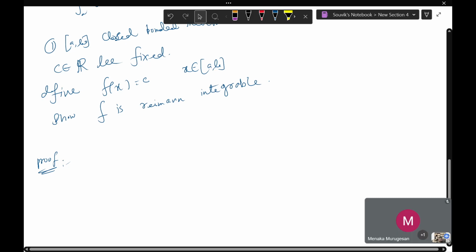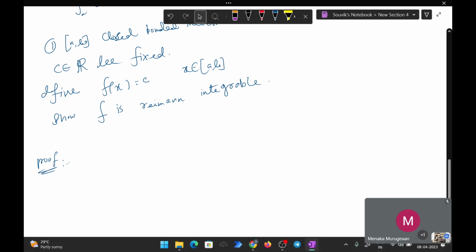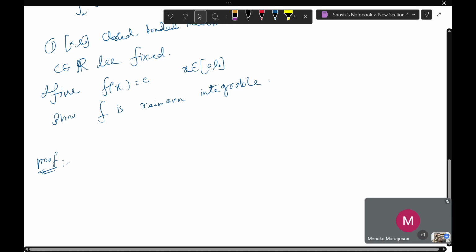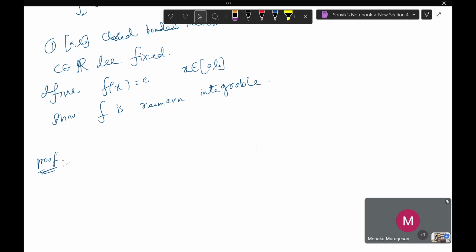Can you see the screen? Can you see the screen? Am I audible? Can you please tell me? Can you see the screen and am I audible?